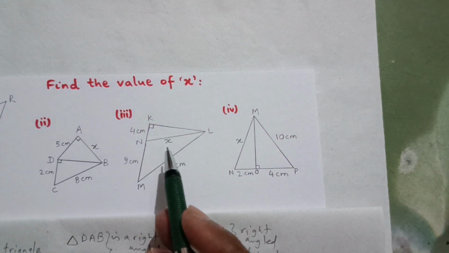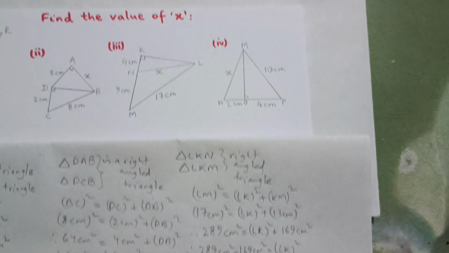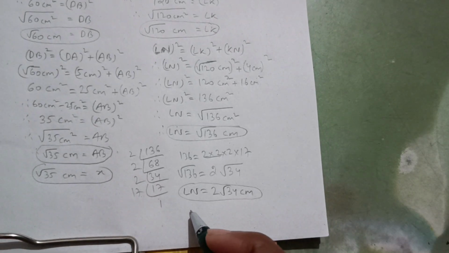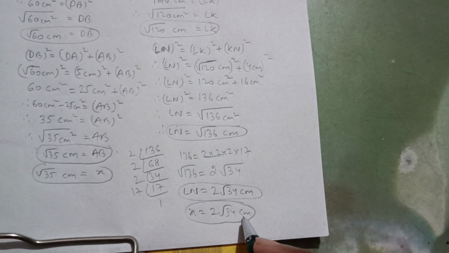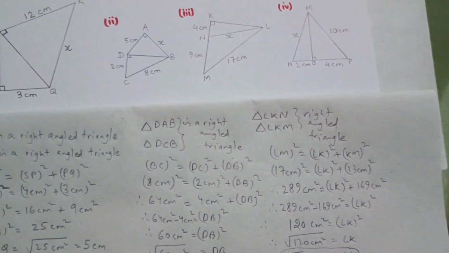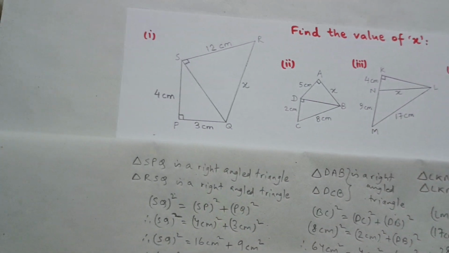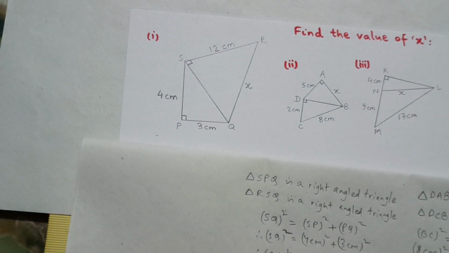And LN is nothing but x. So we have found out the value of x. So x is 2 square root of 34 centimeter. So this is our value of x. And now let us go to question number 4. Since here there is no space, I will do it over here on this side.